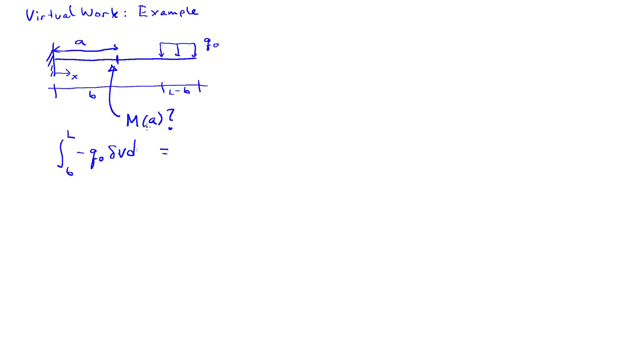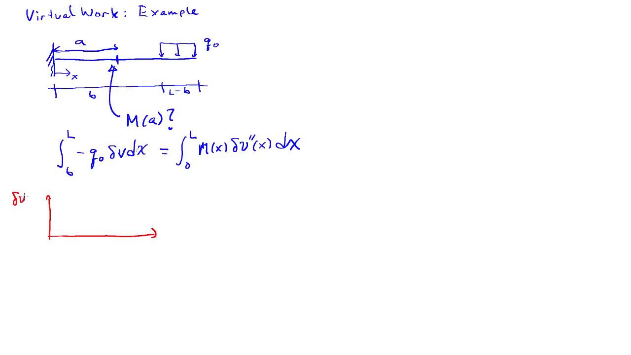So the internal virtual work is an integral of the true moment as a function of x, multiplied by the virtual curvature, so two derivatives with respect to x of the virtual motion, dx. And so I'd like to use this expression here to determine what M of a is. And to do that, I'm going to pick a particular virtual motion. So the virtual motion that I'm going to pick is one that looks as follows.